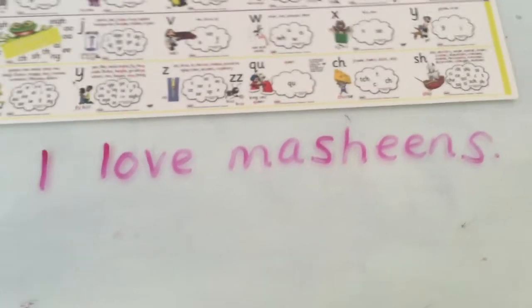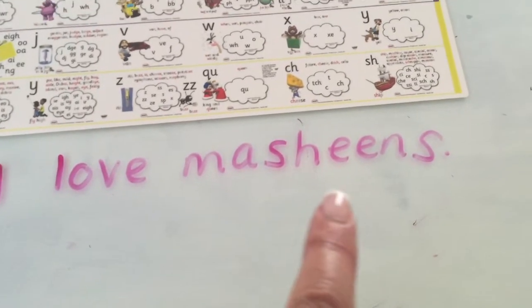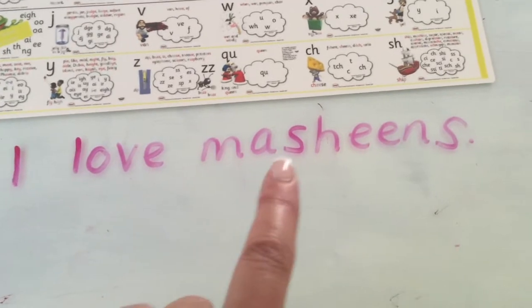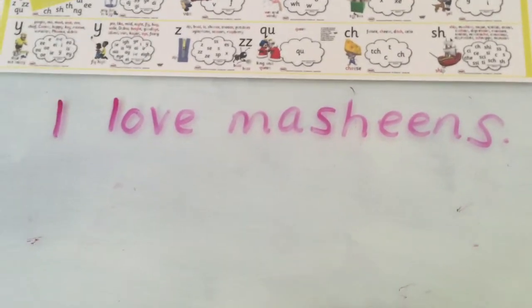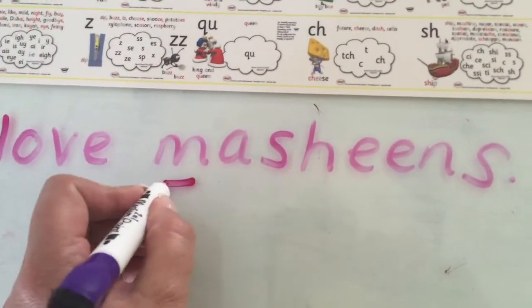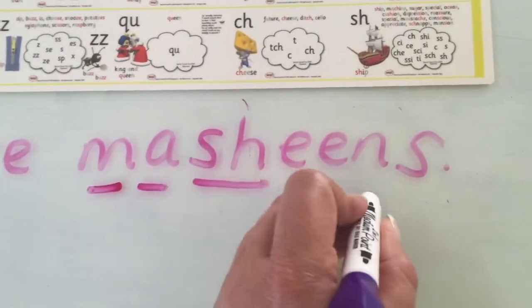Okay, they've brought you their beautiful writing. And of course you can tell, I love machines. Fantastic. I-O-V-M-A-Sh-E-N-S. So they've got the speech sounds right. They're understanding the code mapping. It's just that they've gone the wrong choices. So I might actually underline the sound pics for them.